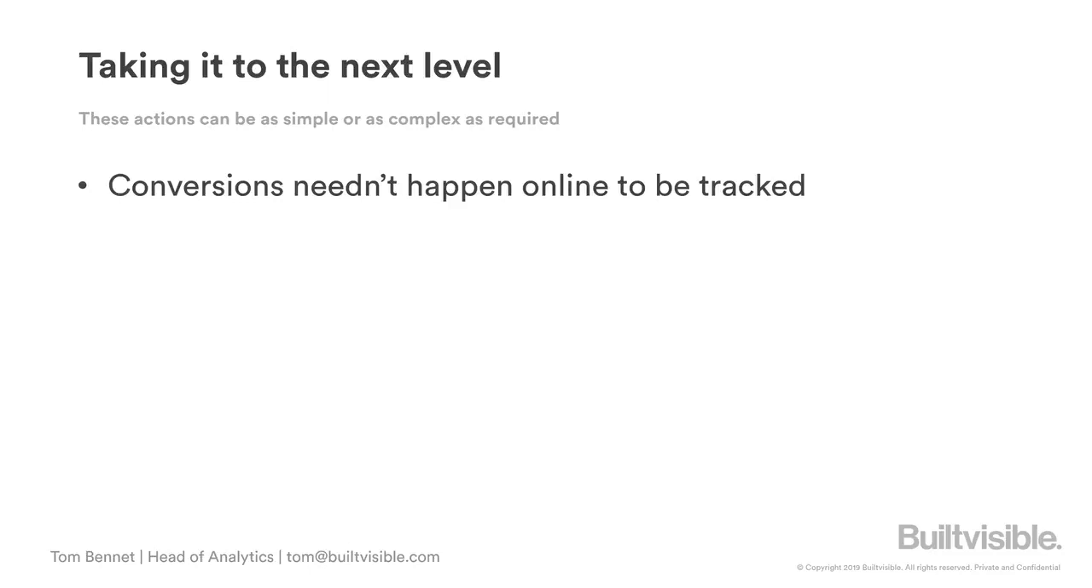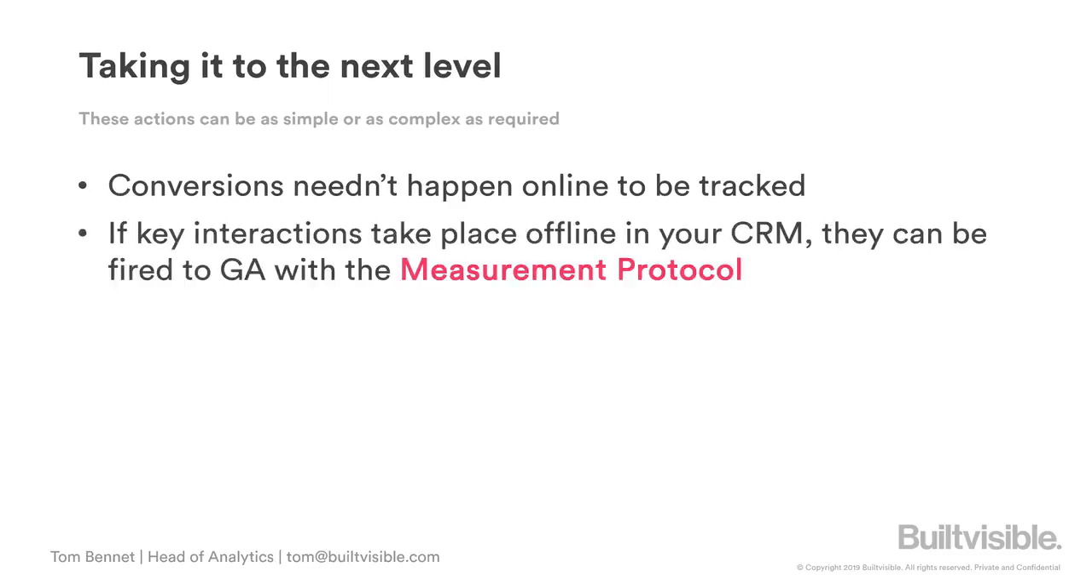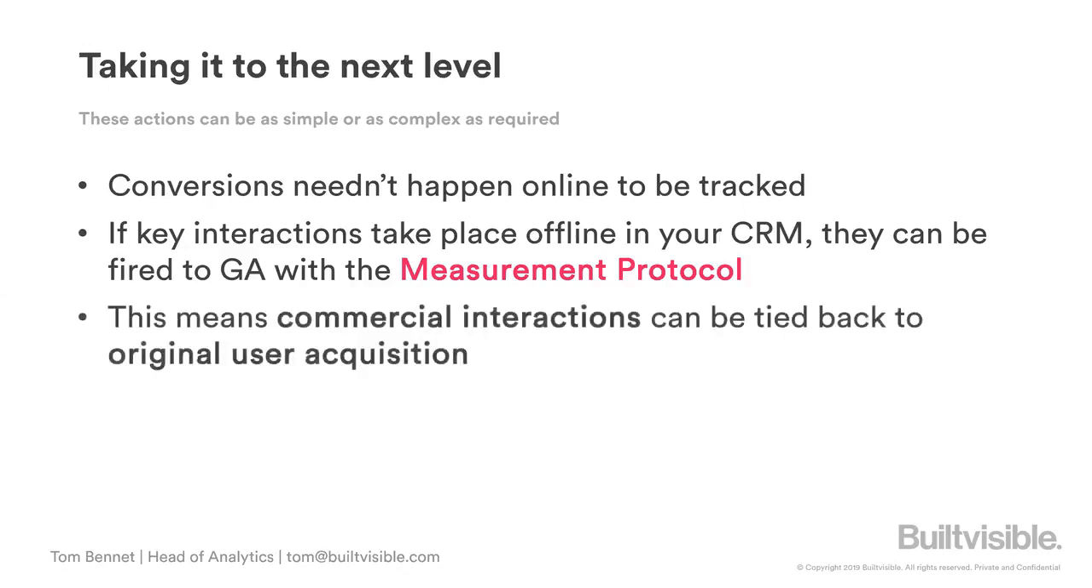For instance, conversions don't even need to happen online to be tracked. If you have key interactions taking place offline or in your CRM, you can look at pushing these into GA using the measurement protocol, as long as you have a key to join this data together. What this starts unlocking is that commercial interactions beyond the website can then be tied back to how we've acquired this user.